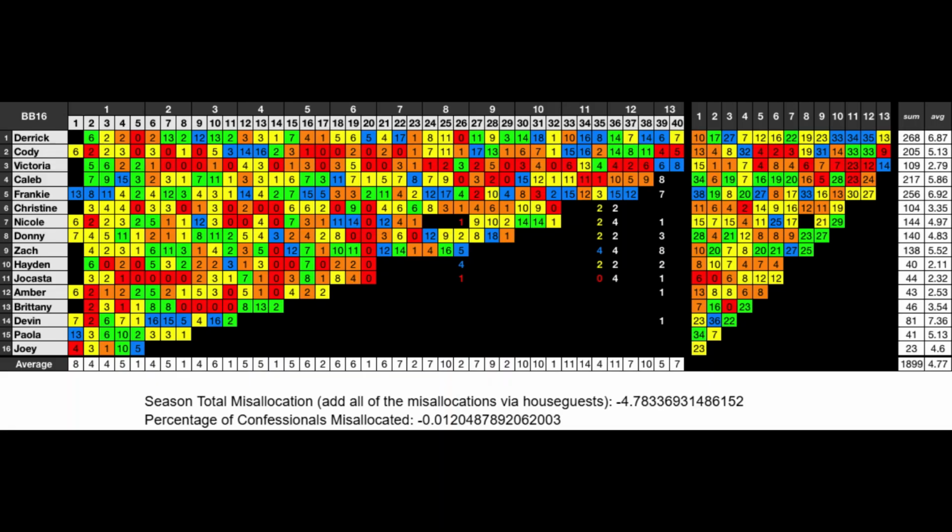So these are the numbers of the total misallocation once I added all of them together, and once I divided it by the episode sum, I got this number. So it's not the highest, it's not the lowest, it's at negative 0.1, so some are more evenly distributed and some are less.